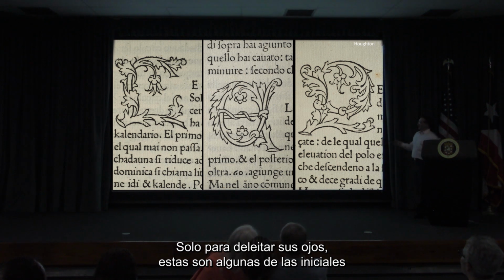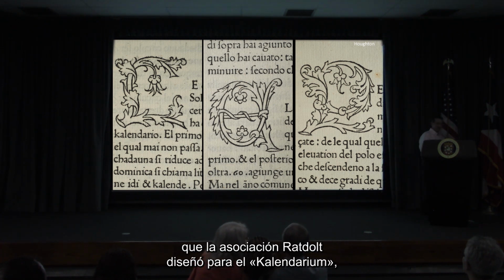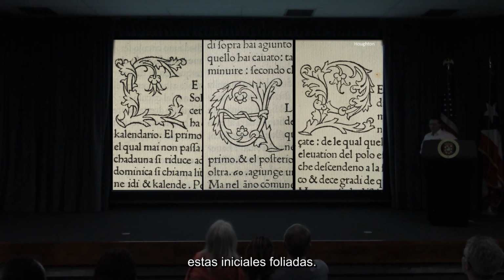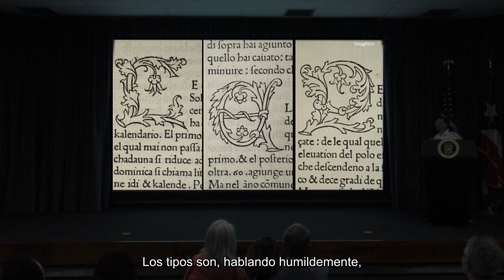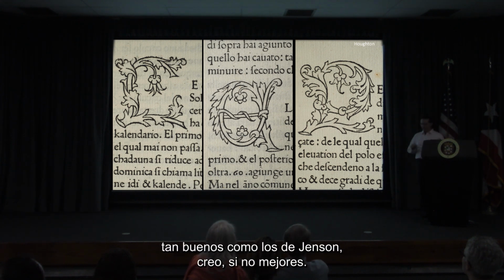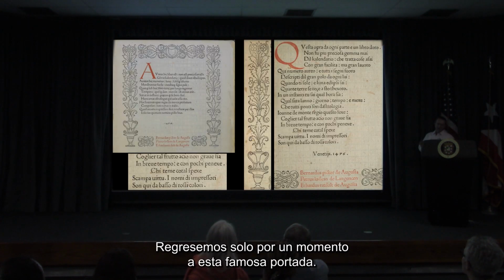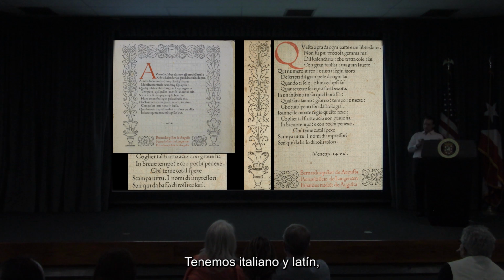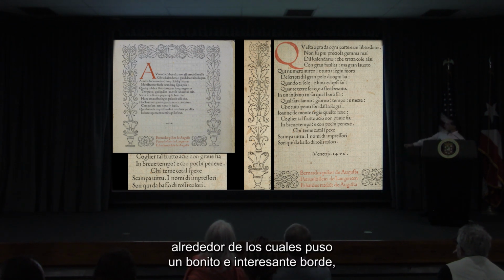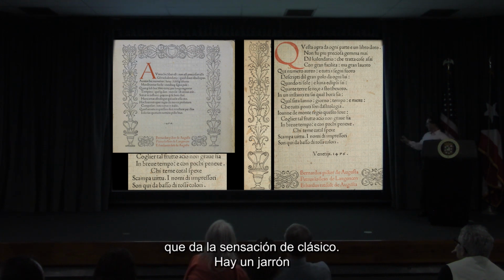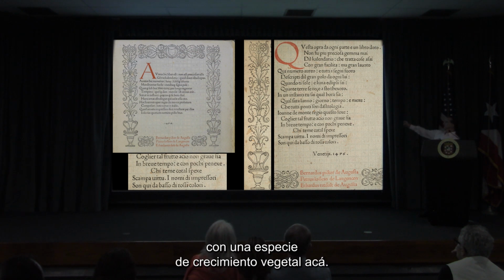Just to delight your eyes, these are some of the initials that the Ratdolt partnership designed for the Calendarium, these foliated initials. And the types are, humbly speaking, as good as those by Jenson, I think, if not better. But let's return just for a moment to this very famous title page. So Italian and Latin, around which he put a nice, interesting border, classical in feel. There is a vase here and then some kind of a plant growth here.